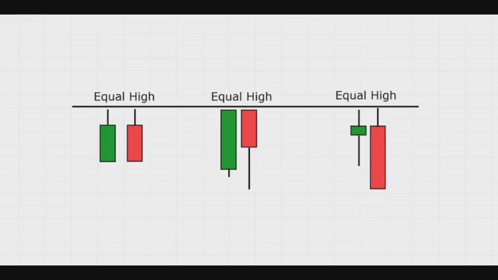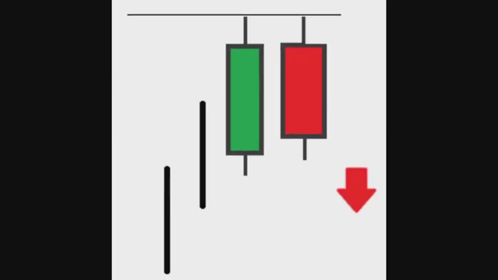What are the key features of this candlestick pattern? It occurs during an existing uptrend, indicating a potential reversal in price direction. Secondly, a bullish candlestick with a long body is the first candle, while the second candle is a bearish candlestick with a long body opening at or near the first candle's close.